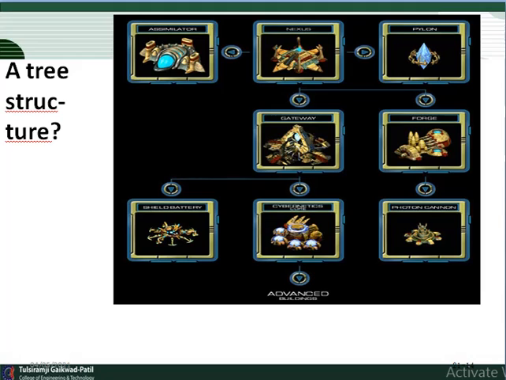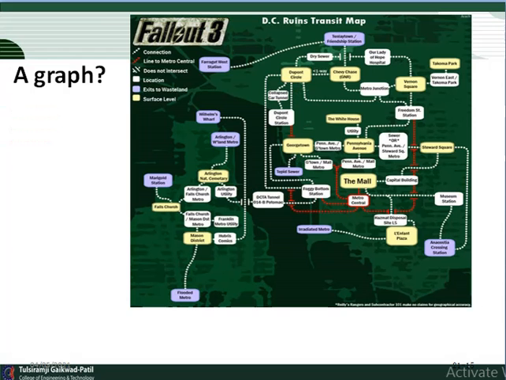A tree structure simply looks like this, whereas a graph structure simply looks like this. So this is all about the introduction to nonlinear data structures.